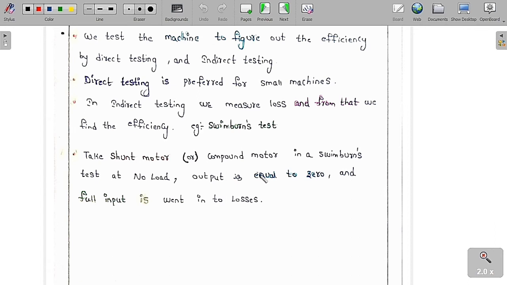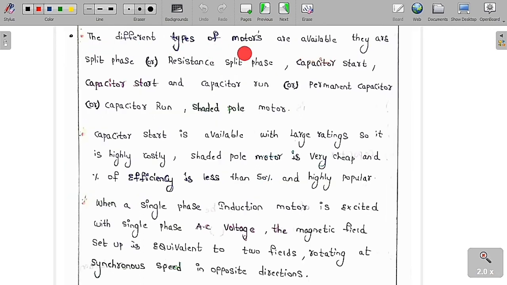Take a shunt motor or compound motor in a Swinburne test at no load and the output is equal to 0 and the full input goes into losses. What I'm trying to say finally is that a DC series motor cannot be operated at no load, so we can't do the Swinburne test. If we want to find the efficiency of a DC motor or DC generator, we have to use the field test.